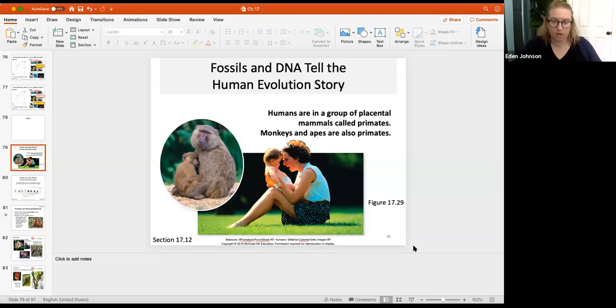Hey guys, so this is the last part of chapter 17, which is diversity and evolution of animals. So in part 4, which is what we're doing right now, we're going to talk about evolution of primates and human evolution. So we're going to get into that right now. Let me share my screen for the rest of chapter 17. We're starting on slide 79 for this, and like I said, this is the last part.